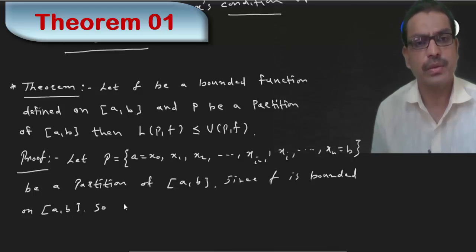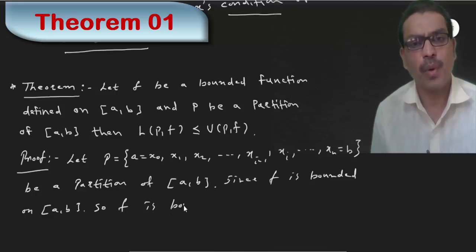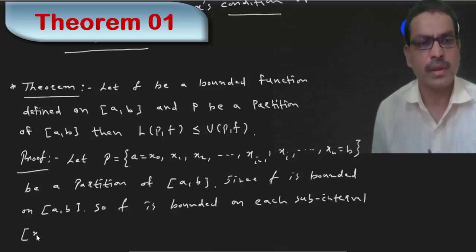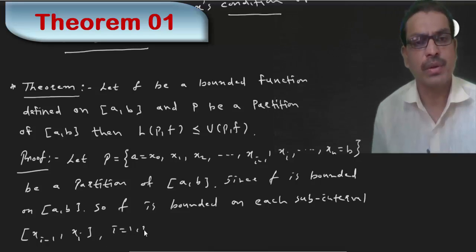so function f is bounded on each subinterval [xi minus 1, xi], here i from 1 up to n.